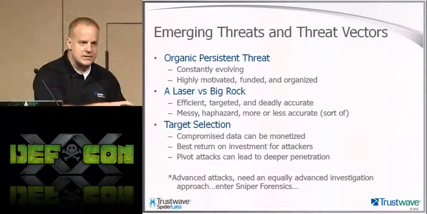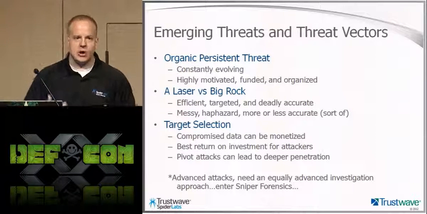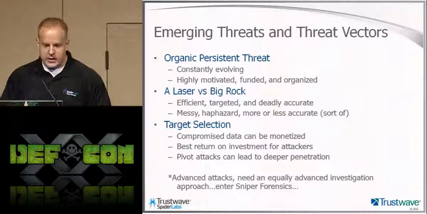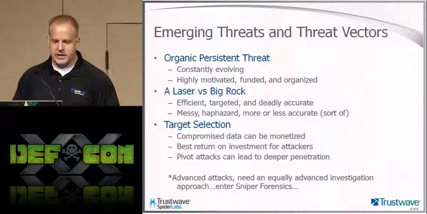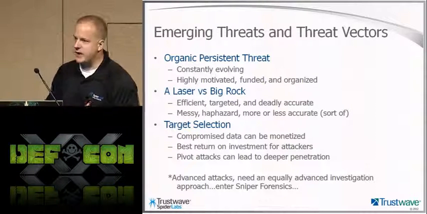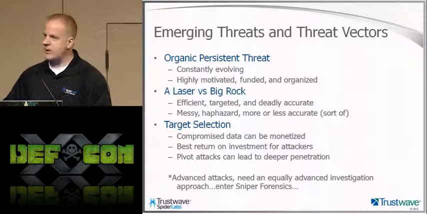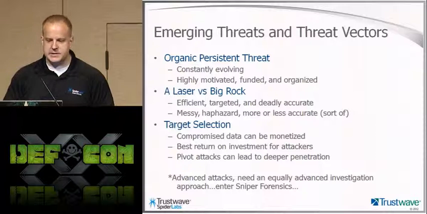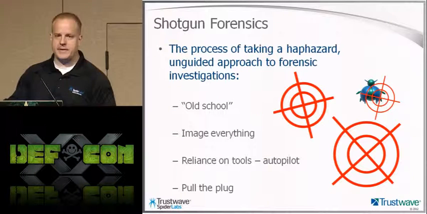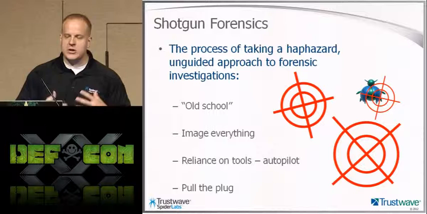So that's where we start, and then we move outwards because that's the logical sequence of an attack, right? And then you get the best return on the investment, both for the attackers and for us as investigators. And then obviously pivot attacks lead to deeper penetrations, which is just fun to say. Right? So advanced attacks need an equally advanced investigation approach, and that's what sniper forensics is. Right? We don't image everything.